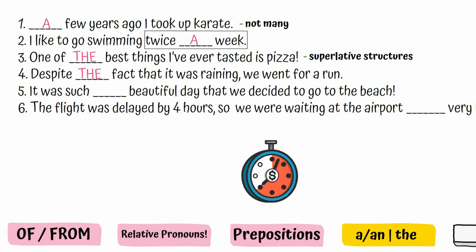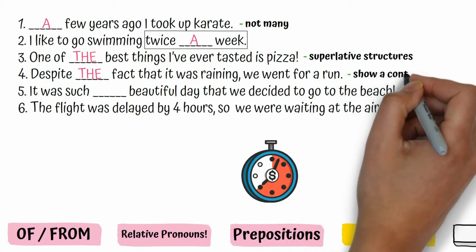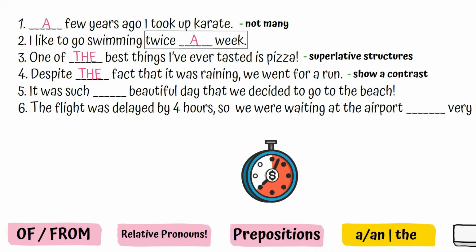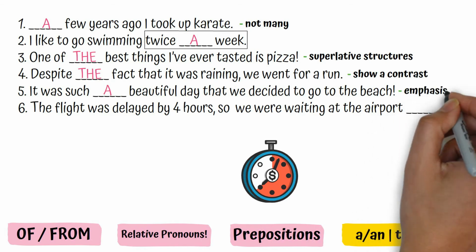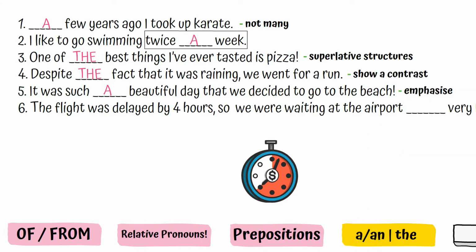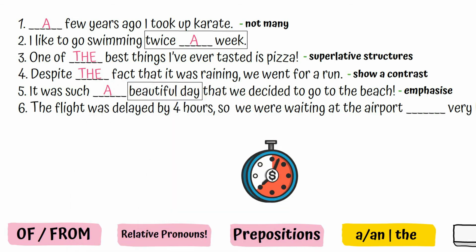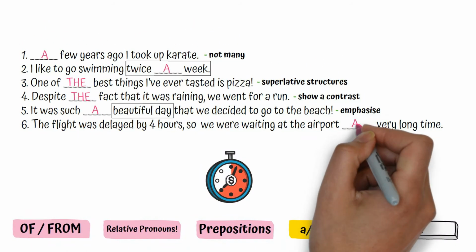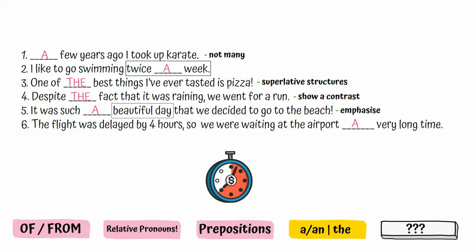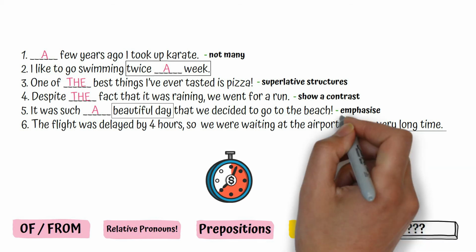Number 4, despite the fact that. We use the expression despite the fact that to show a contrast. Number 5, such a. We use such a to emphasize something. In this case, such a beautiful day. Number 6, a very long time. We can use a in the phrase a very long time.